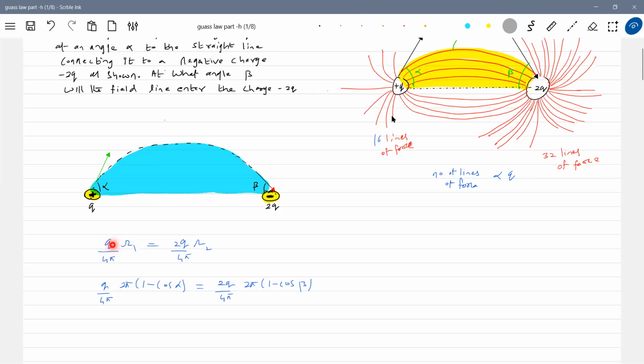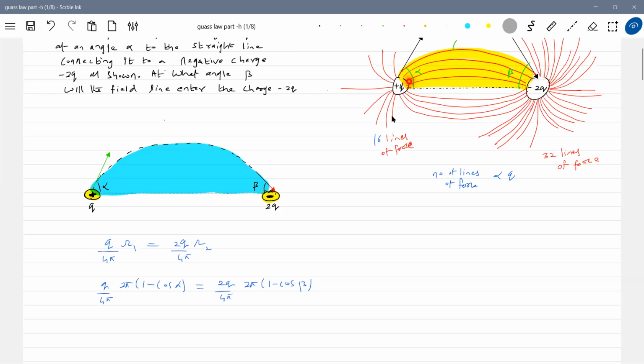Lines of force per unit solid angle into solid angle will give the number of lines of force in the tube at this particular point, and the number of lines of force in a tube should remain the same. So draw later on. Here draw 16 lines, here 32 lines. You take a tube. The number of lines of force in a tube should remain the same.